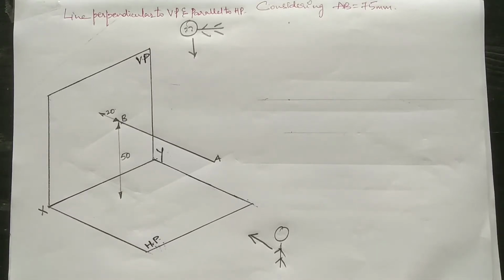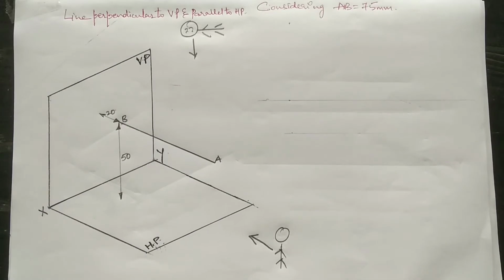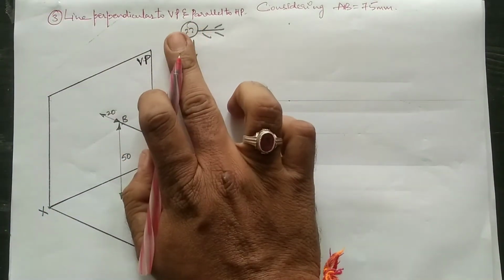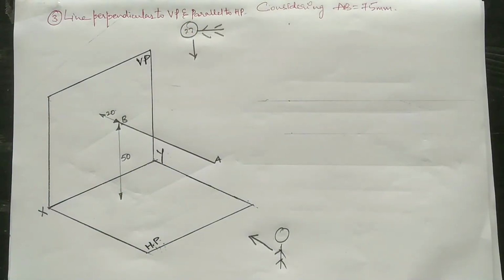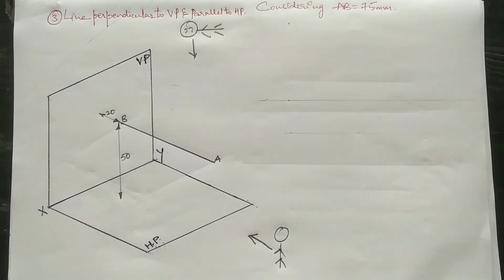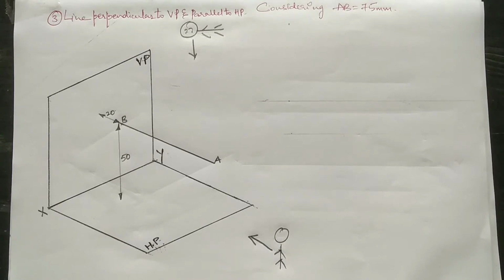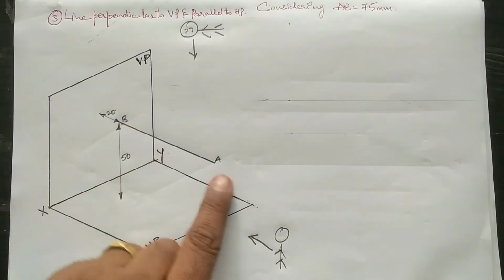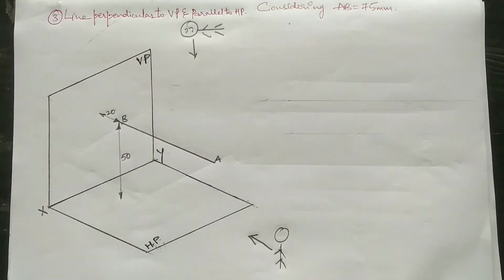In this video, I am going to explain the third orientation, which is the line perpendicular to VP and parallel to HP. In the previous second case, we saw the line perpendicular to HP and parallel to VP, but this one is just the opposite of that. The line is perpendicular to VP and parallel to HP.